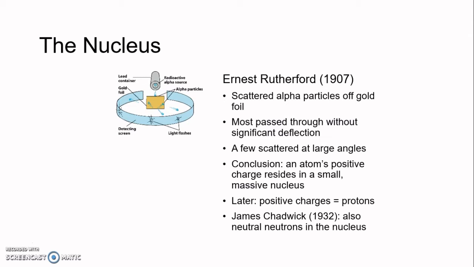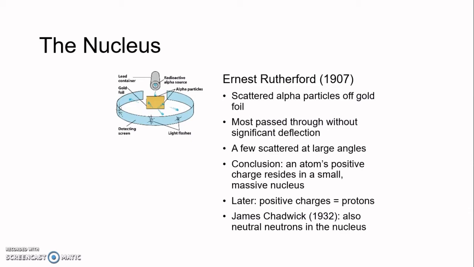Remember that we have the plum pudding model of the atom, which is that you have a solid ball of positive charge with negative charges embedded inside of the positive ball. So it should have been a rather solid material, very difficult for the alpha particles to pass through.